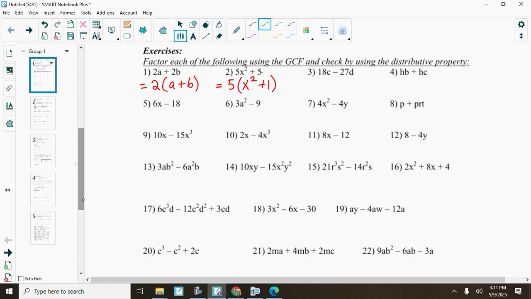In this question, okay, maybe now it's not quite as obvious. We have an 18 and a 27. Okay, so we have to say what's the greatest common factor, what's a number that can be multiplied to get me to 18 and that can also get me to 27. Okay, it would be 9. Okay, can I take out a C or a D? No, because they're not common to both.